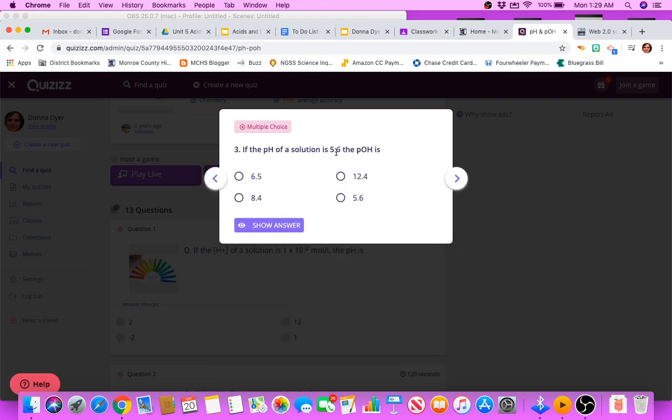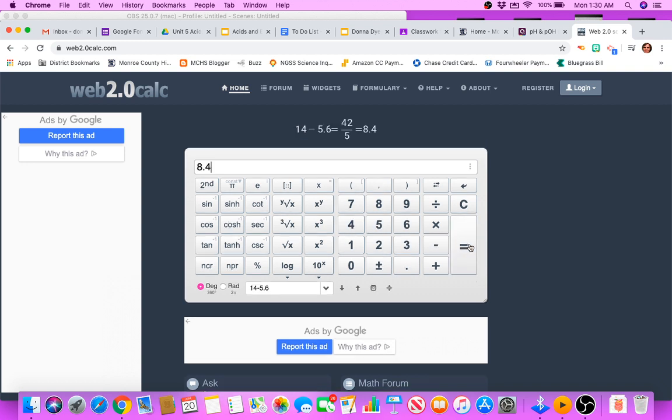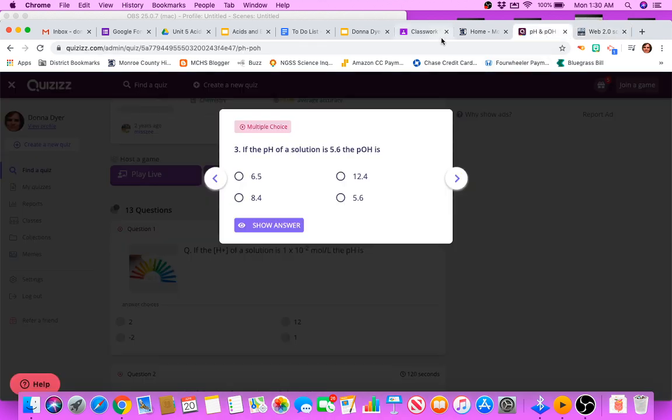If the pH of a solution is 5.6, then the pOH is. Well, remember that pH plus pOH is equal to 14. So then this means that the pOH is equal to 14 minus 5.6. So let's clear 14 minus 5.6. My answer should be 8.4. Let's see if that's correct. Yes, it is correct. Moving on.